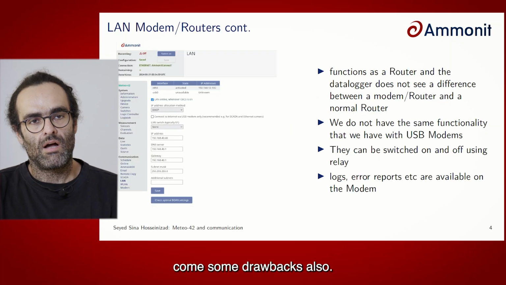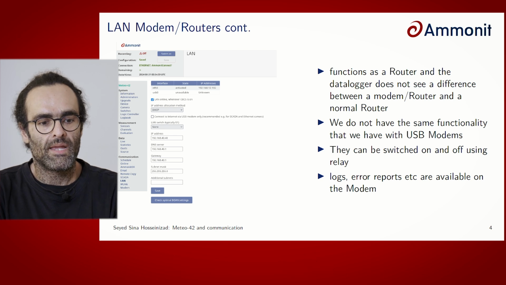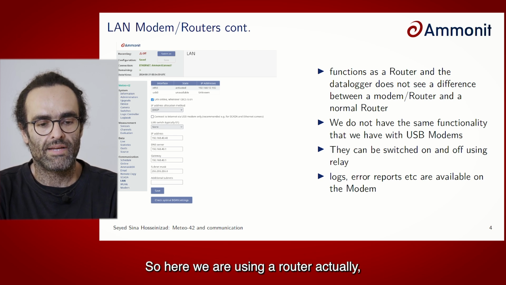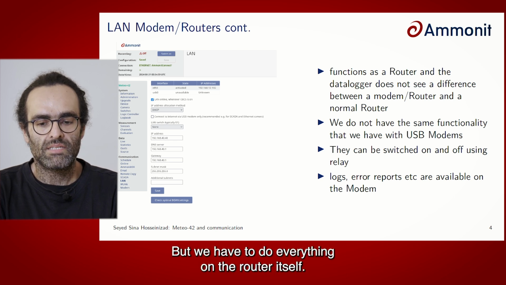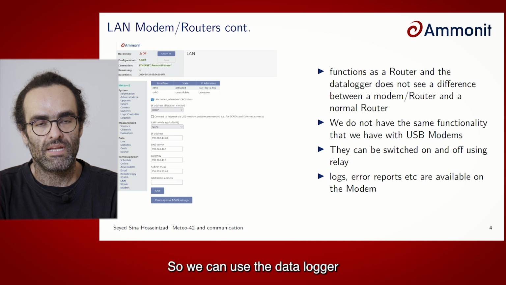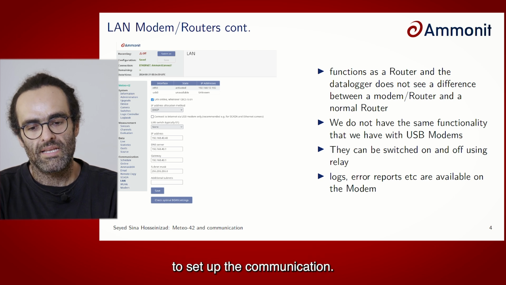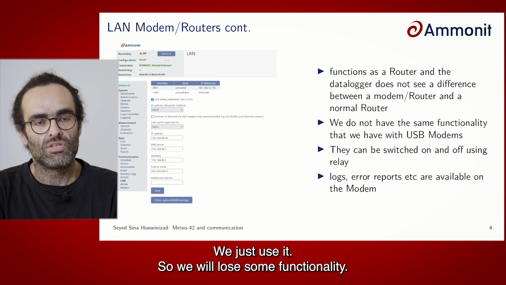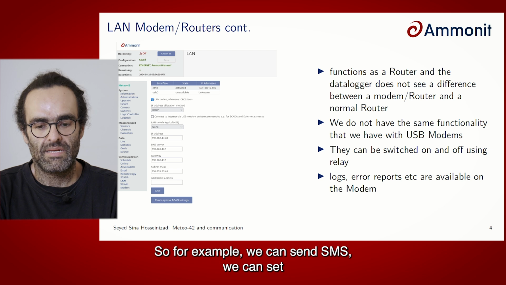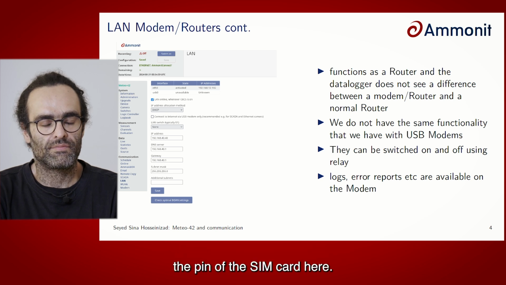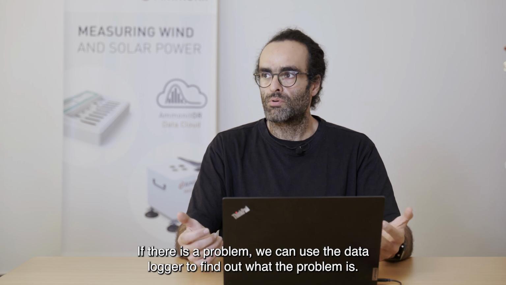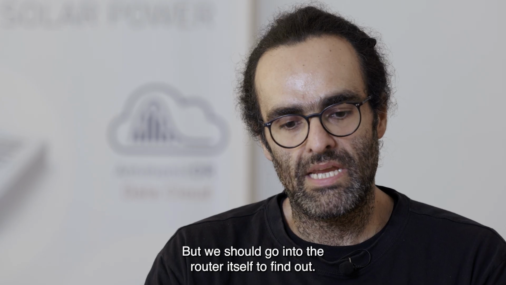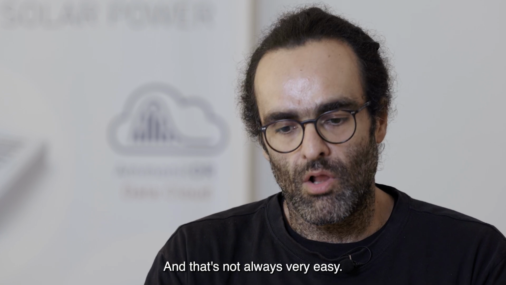And with this easiness comes some drawbacks also. So here we are using a router actually, which routes us online, but we have to do everything on the router itself. We can't use the data logger to set up the communication. We just use it. So we lose some functionality. For example, we can't send SMS. We can't set the PIN of the SIM card here. If there's a problem, we can't use the data logger to find out what the problem is, but we should go into the router itself to find out, and that's not always very easy to do.